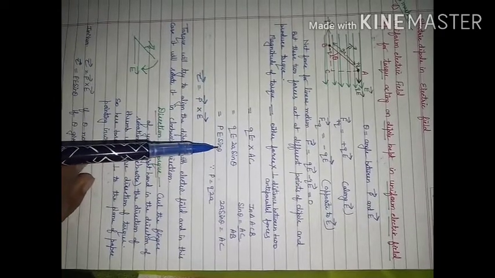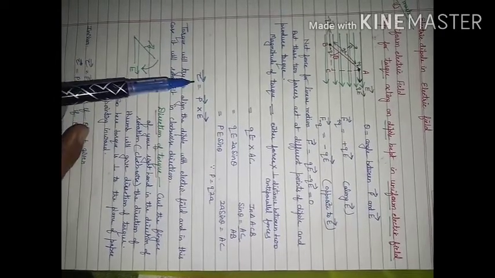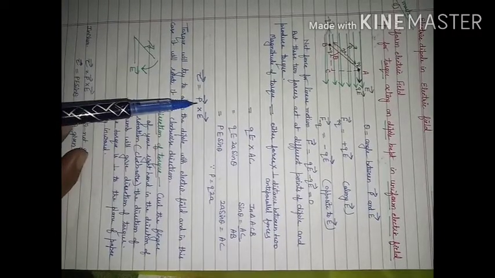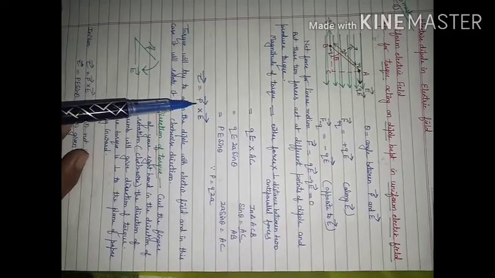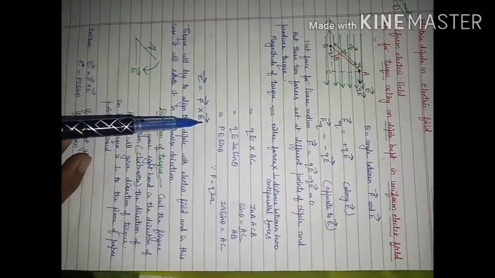And if you want to represent it in vector form, then in vector form this torque will be P cross E. We cannot write it as E cross P because the vector product is anti-commutative.